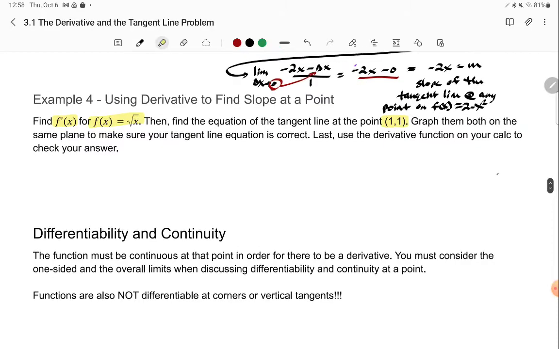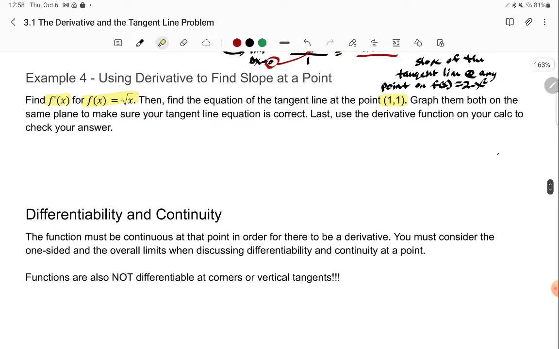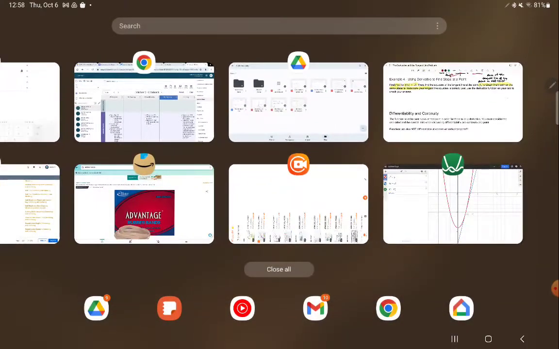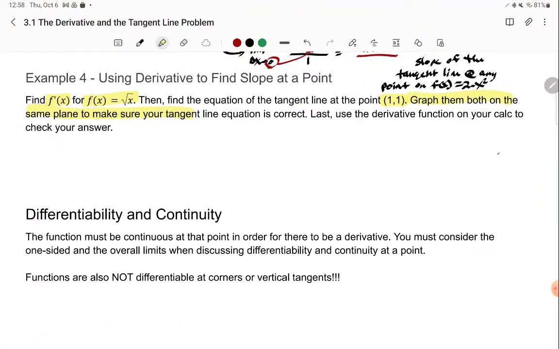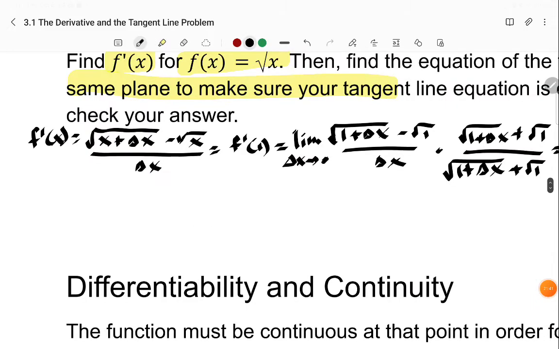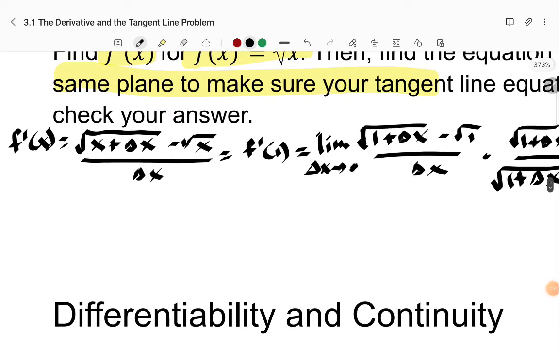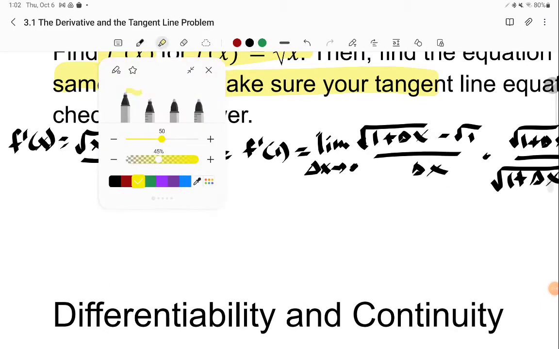All right, go ahead and try this on your own. Graph them on the same plane like what we did back here on Desmos, just to make sure that your answer is correct. Go ahead and try this on your own and then come back to the video to see how you did. All right, so let's see how we did here. This is another tricky one.